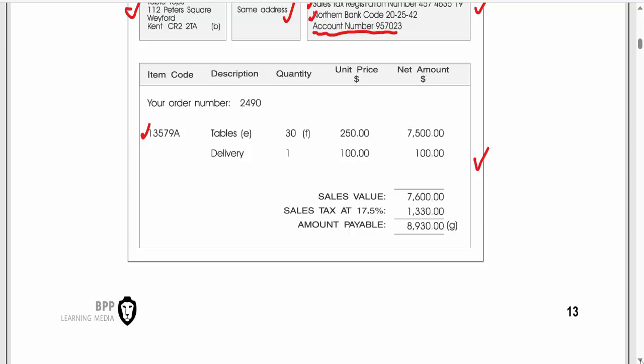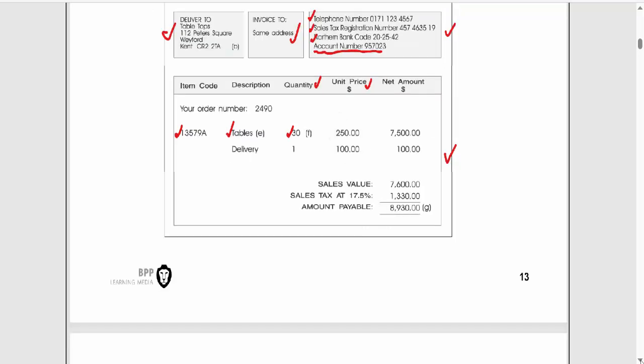Description. A short description, tables, shows what is being purchased. Additional details can be included in this section, but tables is sufficient here as it matches the order. Quantity. The quantity ordered is 30 tables. This section shows how many units of the item the buyer requested. Unit price. The price per table is $250. Unit price is crucial because it helps in calculating the total cost based on quantity.